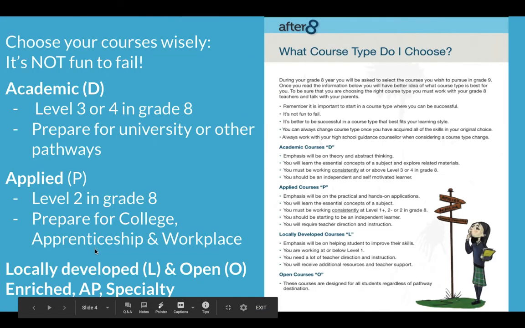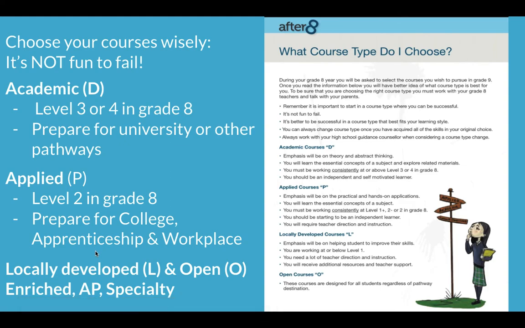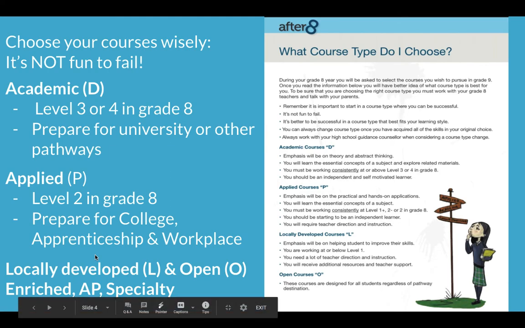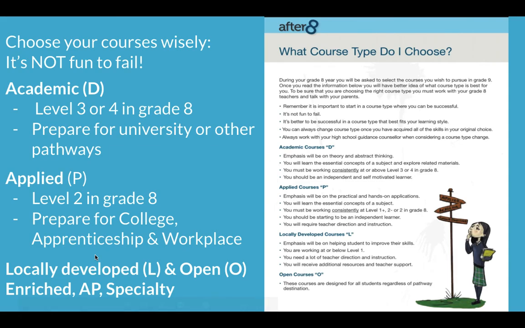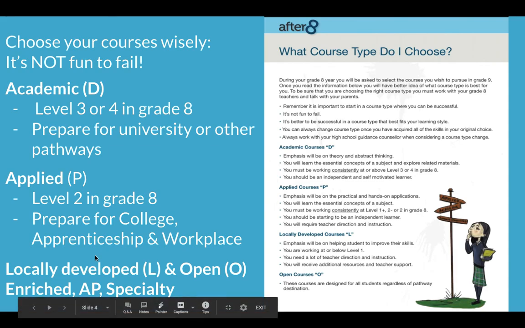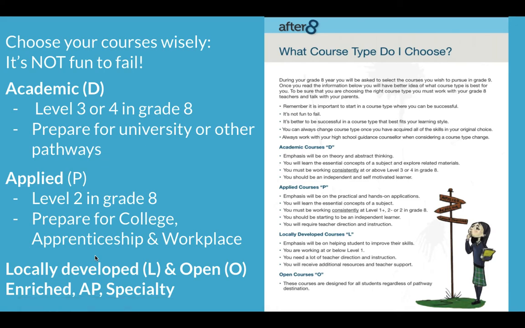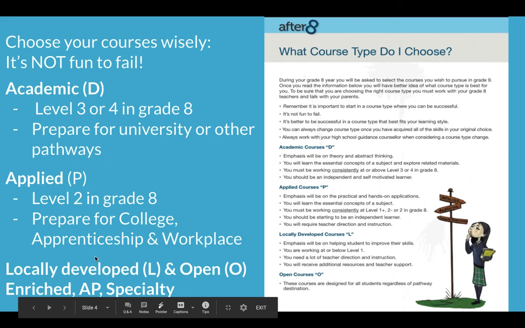So how do you choose your courses? Choose wisely because it's not fun to fail. You need to take a look at how you have been consistently working in grade 7 and 8. So if you are usually a level 3 or 4 in grade 8, or you're getting in the 80s or 90s or even high 70s, that's generally the numbers that you get, then you are likely going to go into academic courses. And academic courses are noted by the letter D in the course code, okay? Applied is if you are somebody who is usually getting 50s, 60s, mid 70s. That's normally what you get in your courses. You would be looking to take applied courses.